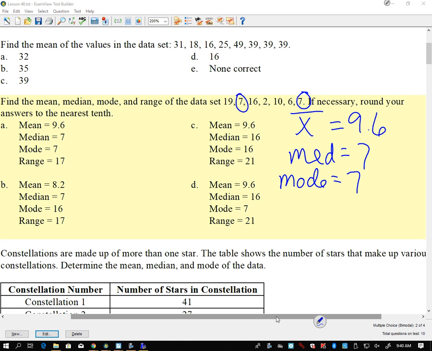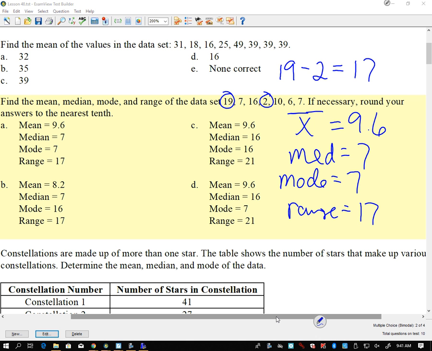Okay? Now, range. How do we find range? Okay, what's the smallest and the biggest? 6 and 19. How about 2 and 19? All right, what do I do with those numbers? Subtract. All right, so 2 minus 19, and get, what, negative 17? Negative 17 is my range? Oh, no, now I got to do what? 19 minus 2 is what? All right, so my range is 17.